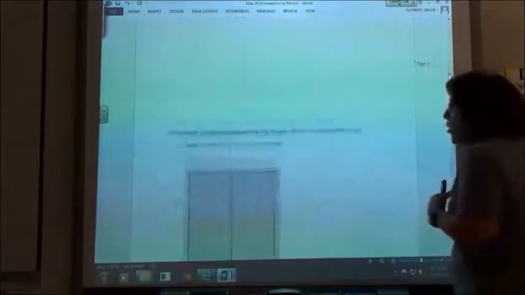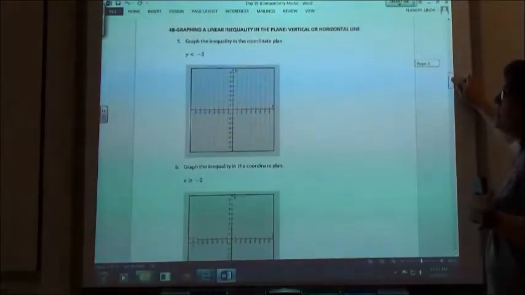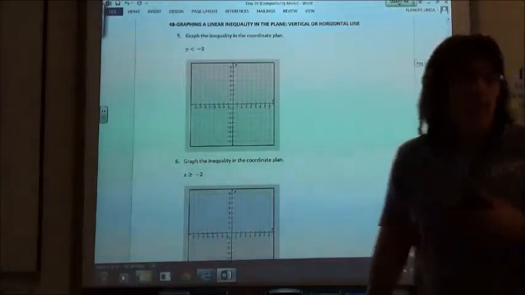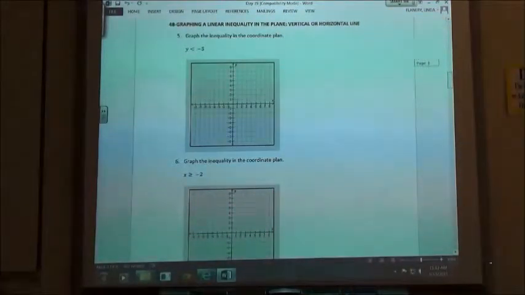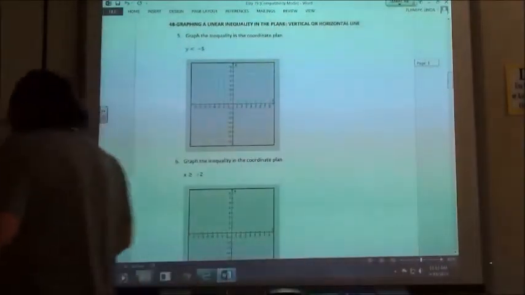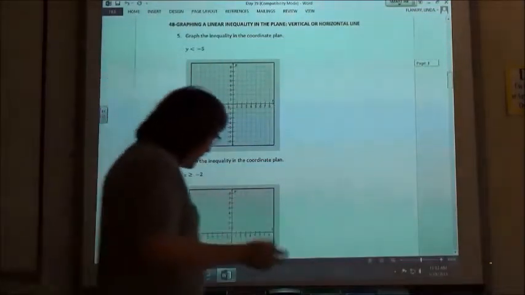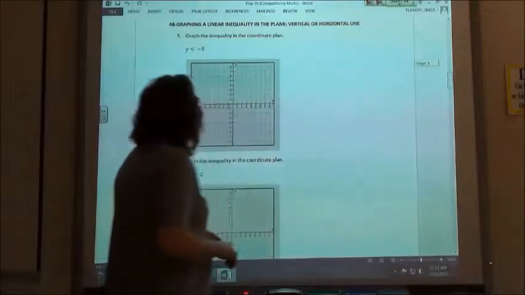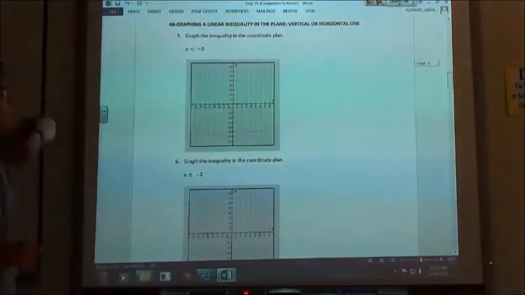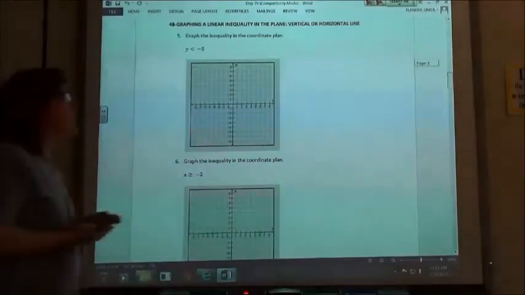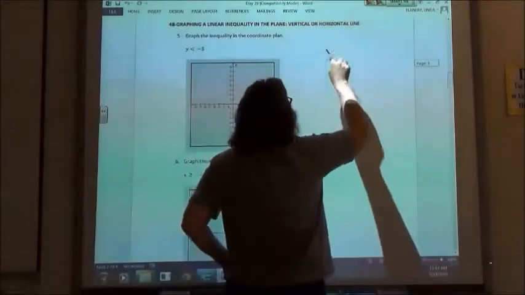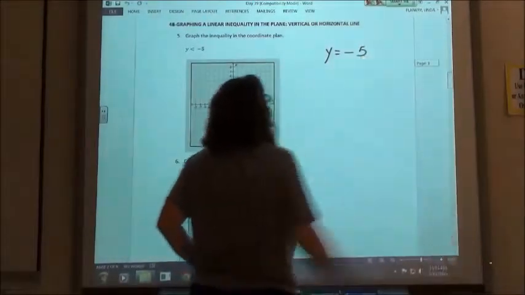Because now we're going to go into graphing inequalities. So when I graph an inequality, I am going to be shading above the line, below the line, just depends on which direction. When I graph an inequality, what I want to do is first of all pretend there's an equal in there. I'm going to graph the line y equals -5.